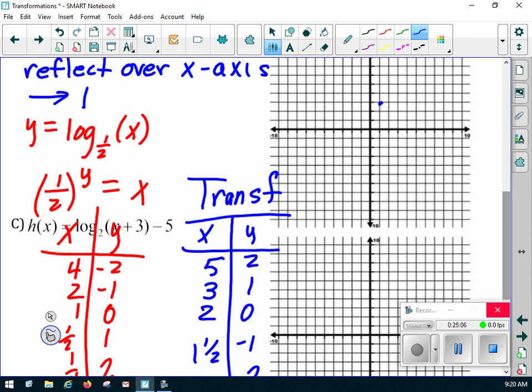5, 2. 1, 2, 3, 4, 5, 2. 3, 1. 2, 0. 1 1/2, negative 1. 1 1/4, negative 2. Where's my asymptote? What equals 1? X. Vertical asymptote is x equals 1. Graph goes right like that.